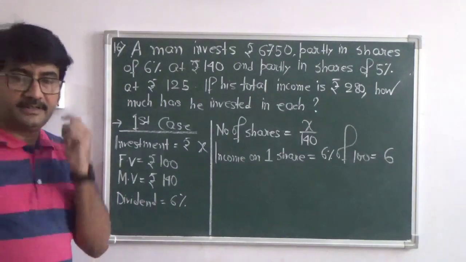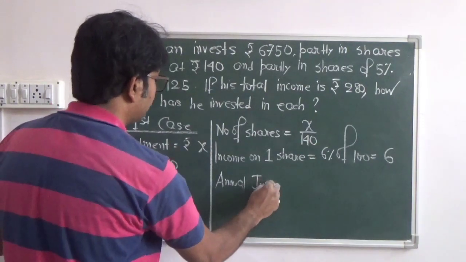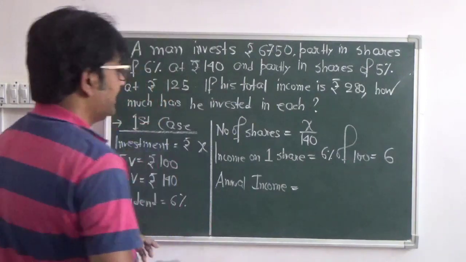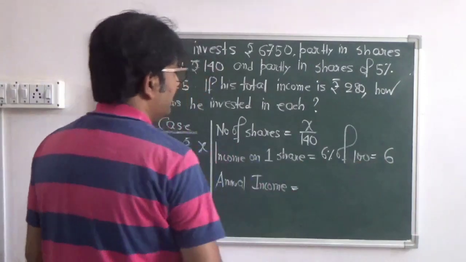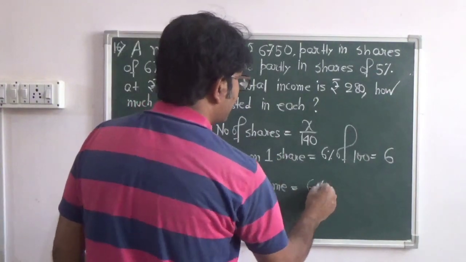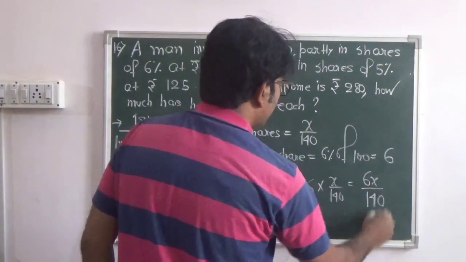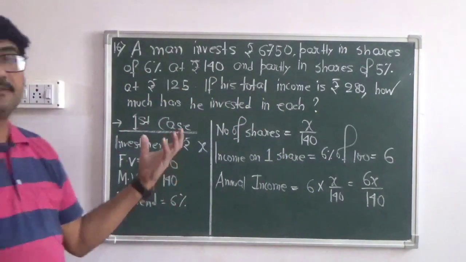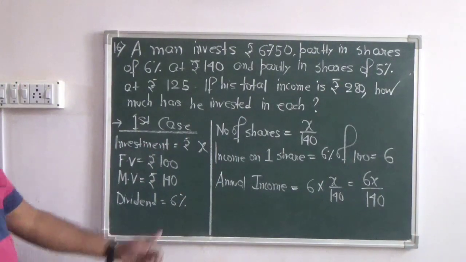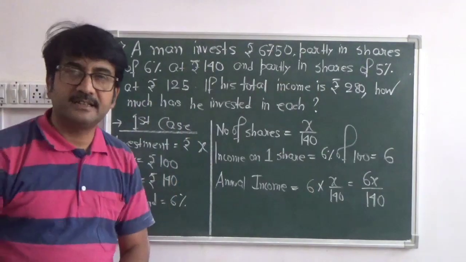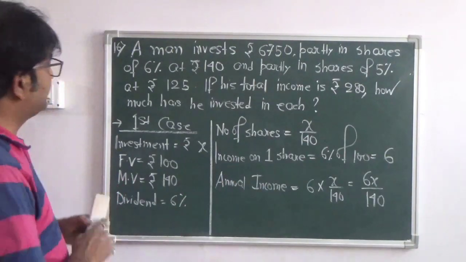Now what is the annual income? Annual income is income on one share multiplied by the total number of shares. So income on one share is 6 and number of shares is X by 140. So that is 6 into X by 140, that is 6X by 140. So this is the annual income in case 1, that is the first case. Now let us see the second case. If the investment in the first case is rupees X, the investment in the second case will be 6750 minus X, right? So let us go to the second case.